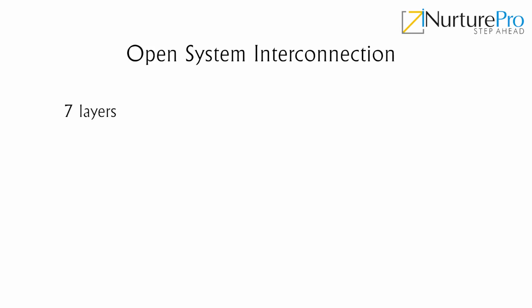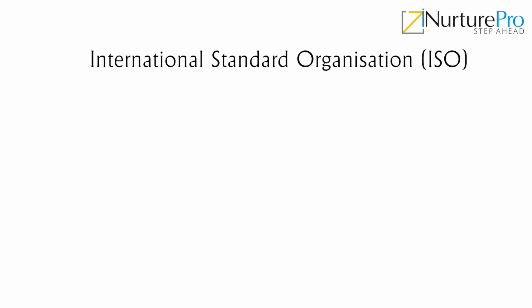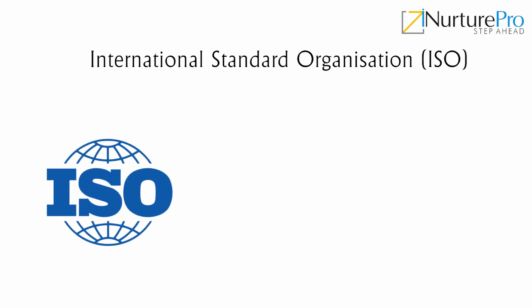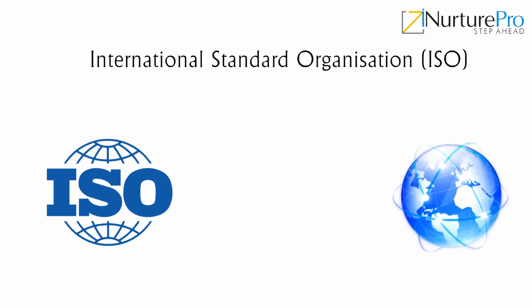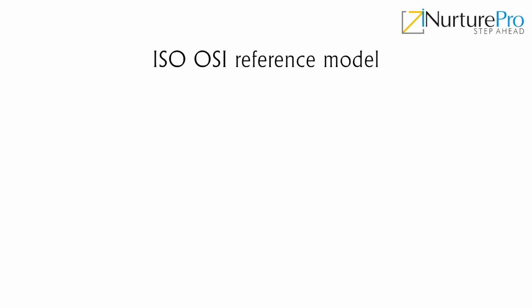OSI is a 7-layer model which consists of a set of protocols that define and standardize the data communication process. The OSI model was designed by the International Standard Organization, ISO. ISO is an international body that provides international standards which are accepted all over the world. In 1995, it was revised and formed standardization of protocols used in several layers. It is termed as the ISO OSI Reference Model.